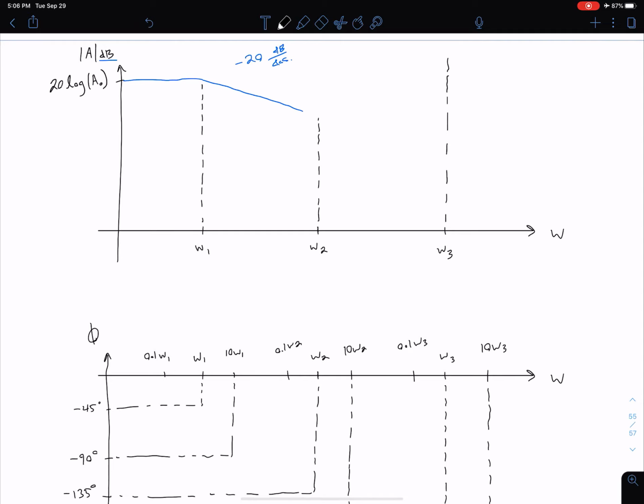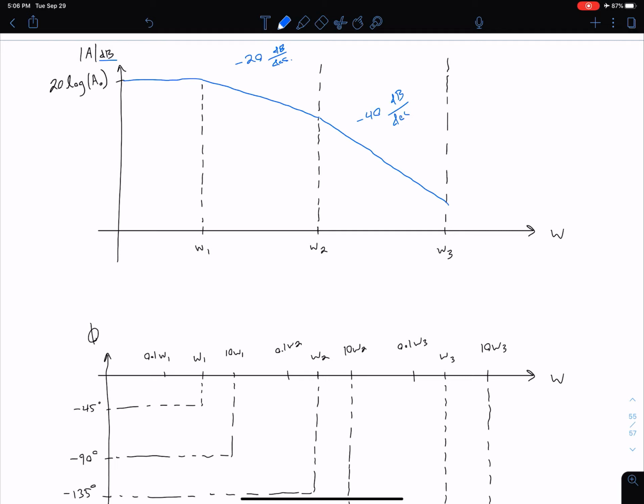So maybe let's do it this way. It's going to be easiest. So after we reach omega 2, we have our second pole, which means we're now going to be decreasing at a rate of negative 40 dB per decade. I know that's maybe not very clear to see in my drawing. Of course, you can look in the textbook to see a more clear representation where the slopes are easier to differentiate.